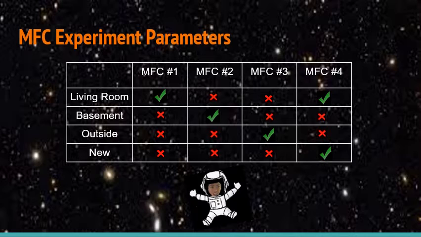Next, I put another used MFC in my basement where the temperature was about 16 degrees Celsius. I put my last used MFC outside on my porch where the temperature changed throughout the day. Finally, I put my new MFC in my living room too. I wanted to see if the different equipment affected the amount of electricity produced.